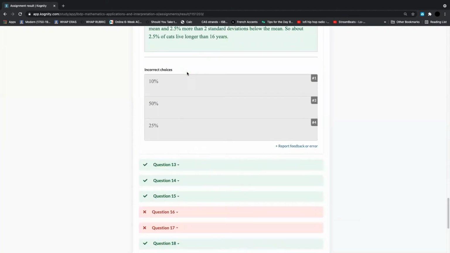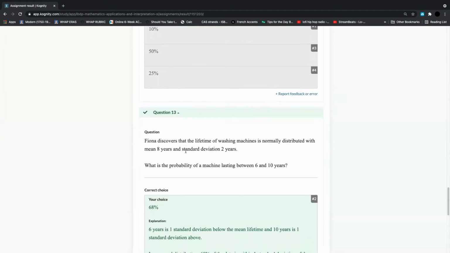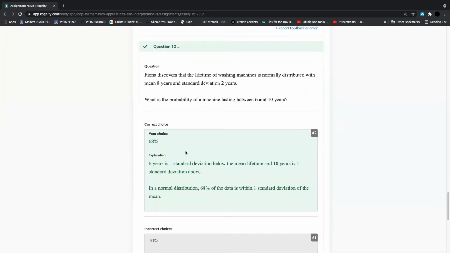Okay, moving on to question 13. Same deal, same concept as the last one. Number 13, Fiona discovers that the lifetime of washing machines is normally distributed with a mean of 8 years and a standard deviation of 2 years. What is the probability of a machine lasting between 6 and 10 years?